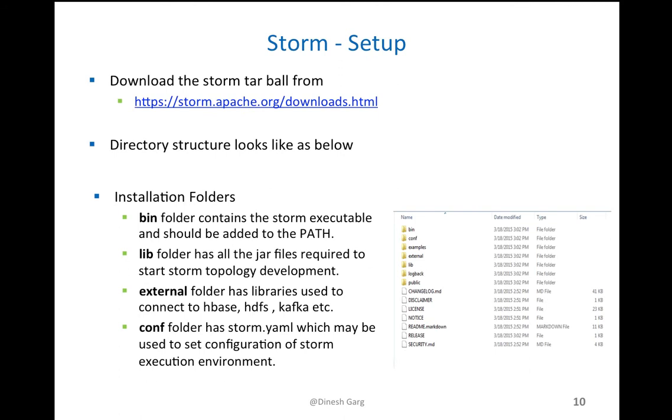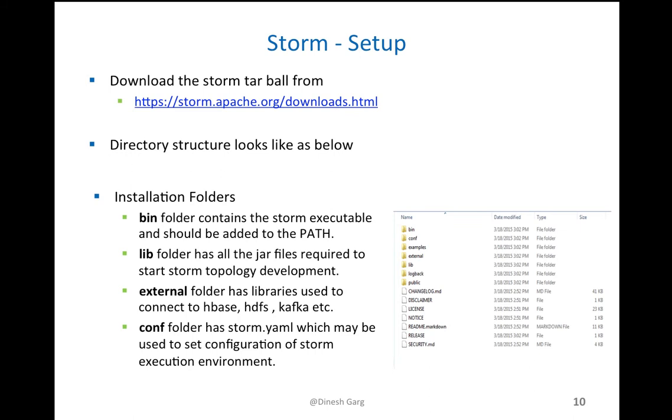Okay, so how do you set up Storm? You can basically go to this website and download the Storm tarball. If you unzip it, as you can see in the figure, this is the directory structure that comes up. There's a bin folder, which you should add to the path, and there's a lib folder which contains all the jar files that you may need for development. There is an external folder which I haven't used, but basically you can use it to connect to HBase, HDFS, Kafka. So it has libraries to connect to these things.